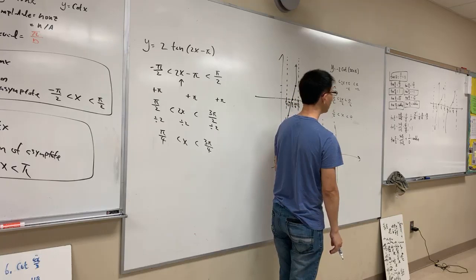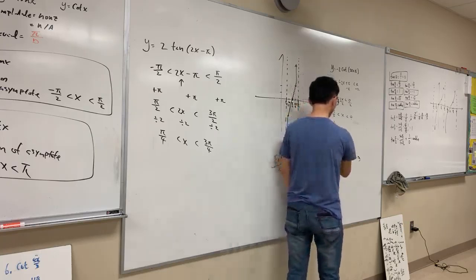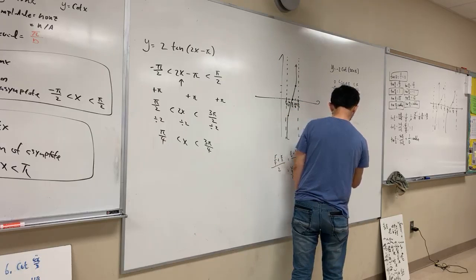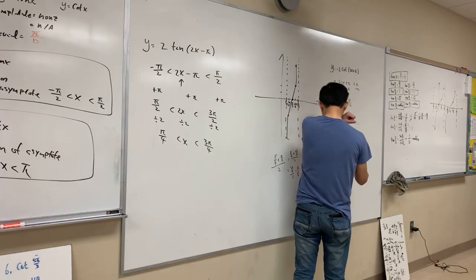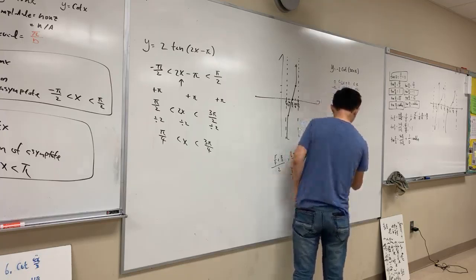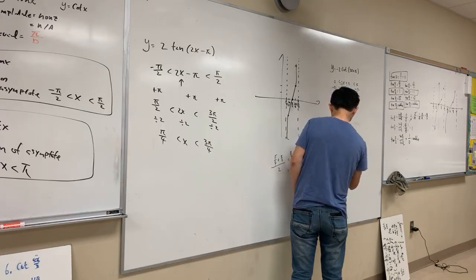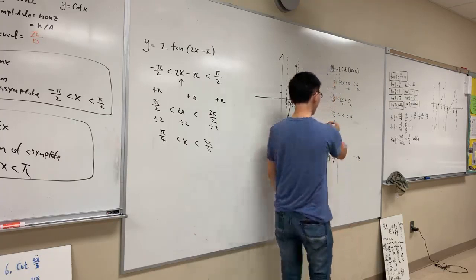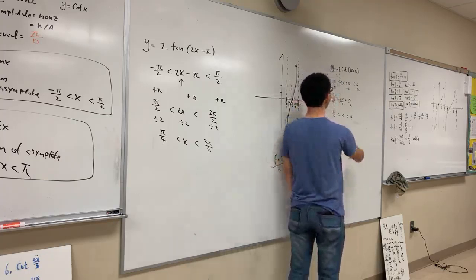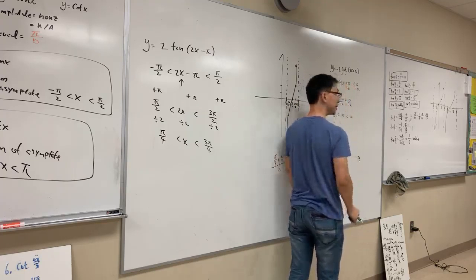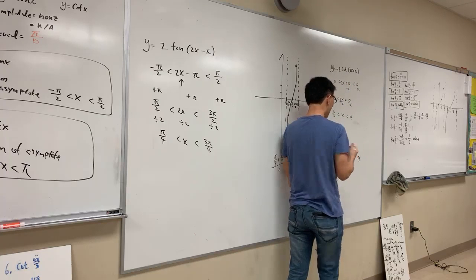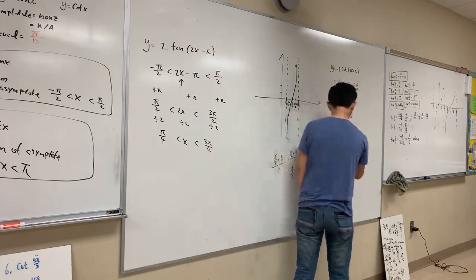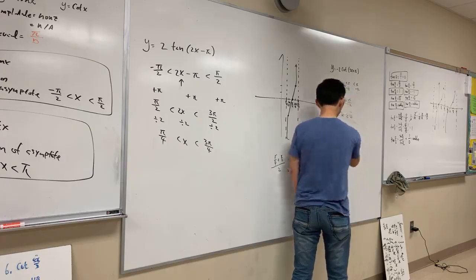Okay, so this one's going to be negative pi over 4. Now the cotangent graph is going this way, right? But it's negative, so you change it. It looks like this. So it's right here. And the stretch value is 2.